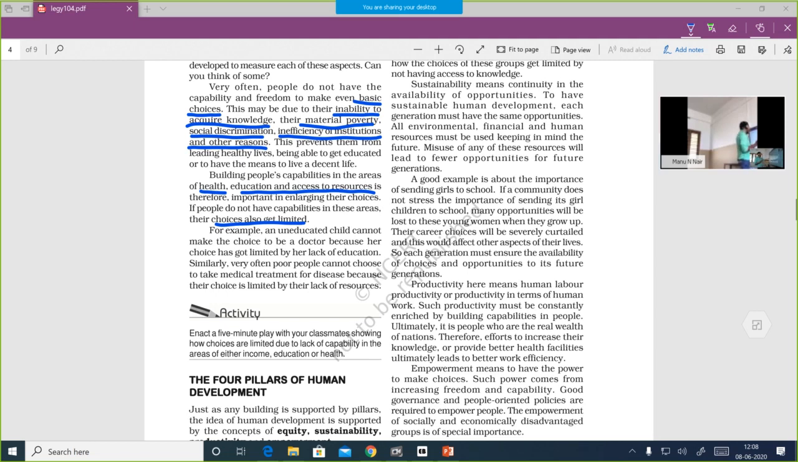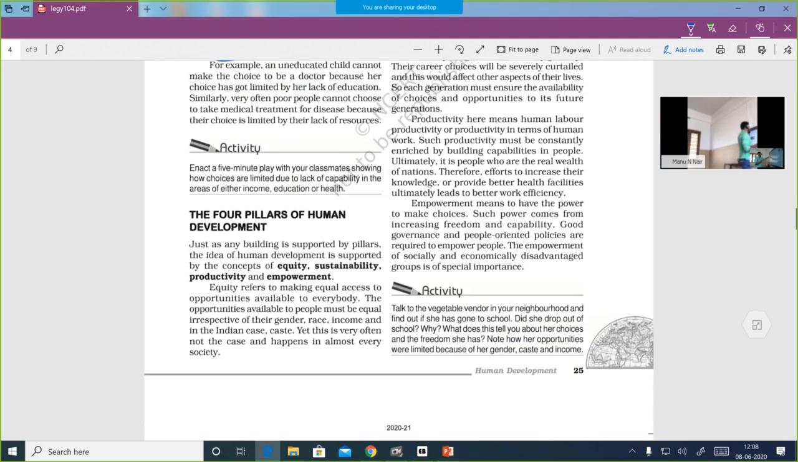Okay. Now let's move on to this activity, which is to enact a 5-minute play and all. In an online class we can't just do that.